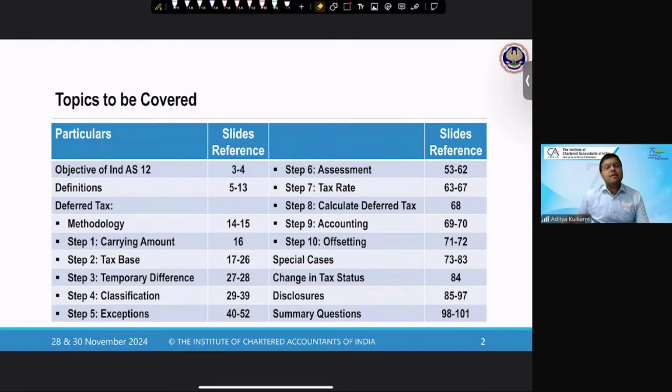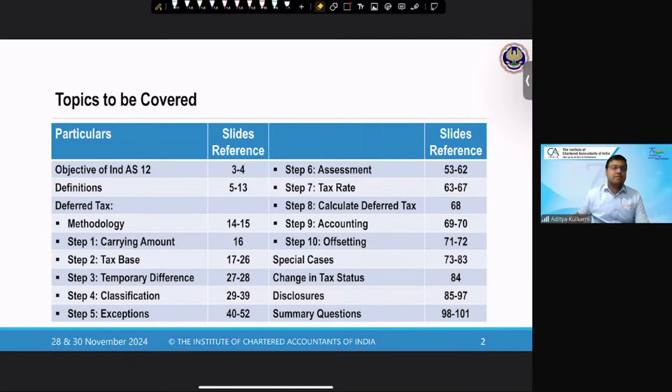The taxable income is determined in accordance with the tax laws that are applicable to the entity. My starting point will definitely be the profit which I have made during the period, and that is the profit which I have reported. But there will be certain additions, certain deletions, certain deductions, certain disallowances to arrive at the taxable income. And on the taxable income, we go and compute the tax.